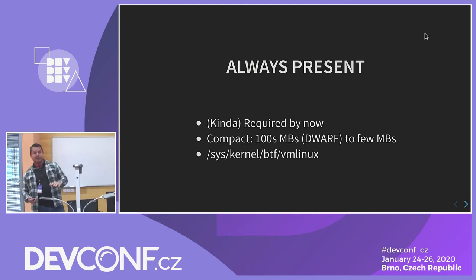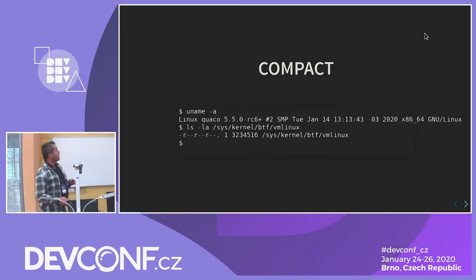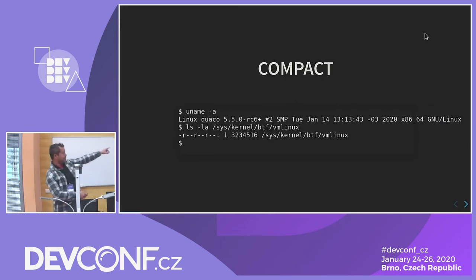In the Linux kernel now, if you want to use those BPF features, it will be made available in sysfs in this file. So it will always be there. You don't need to install anything else. So the types are going to be always there. Right now on 5.5-rc6, it's about 3 megabytes, or a little bit less than that.